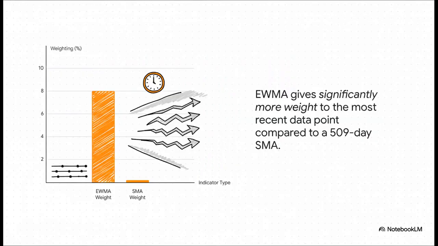And this chart right here just nails the concept visually. What we're looking at is how much weight each tool gives to the very latest piece of data. See that tall bar for the EWMA? That shows it cares a ton about what happened today. Now, look over at the SMA bar. It's so small. Why? Because today's price is just getting lost in the crowd of all the other days. And that huge difference in weight is the secret to why the EWMA is so much faster.